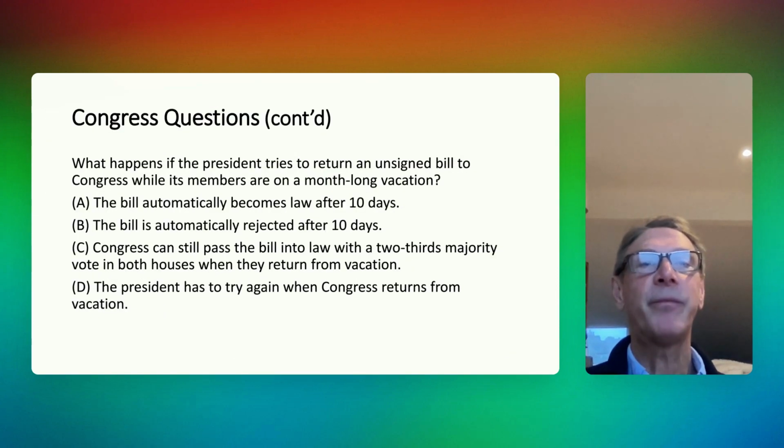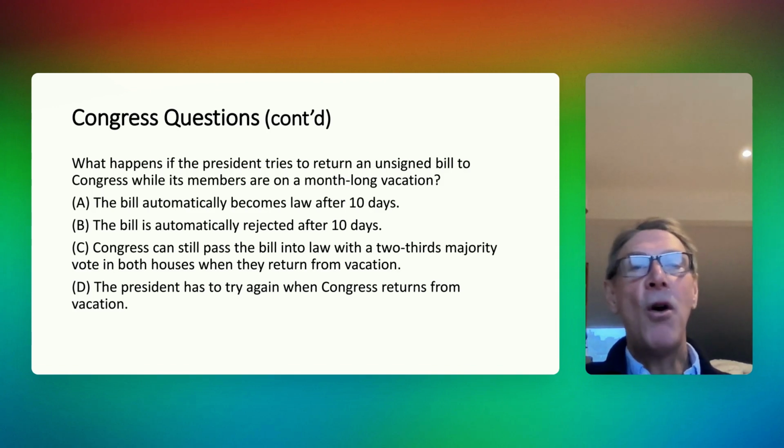Next question. What happens if the president tries to return an unsigned bill to Congress while its members are on a month-long vacation? A, the bill automatically becomes law after 10 days. Well, that is not what it said. B, the bill is automatically rejected after 10 days. Well, I think that's exactly what he was saying. It's a game the president can play.